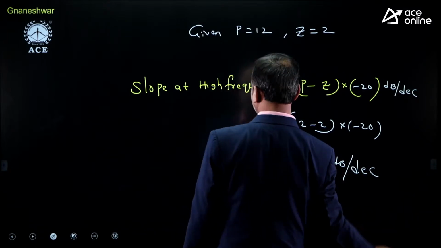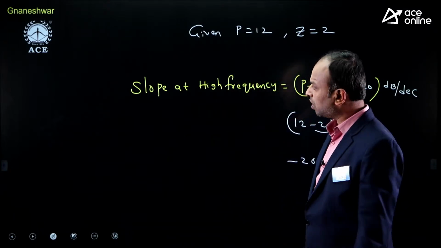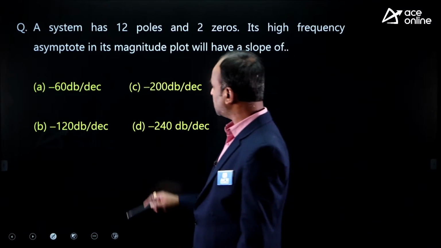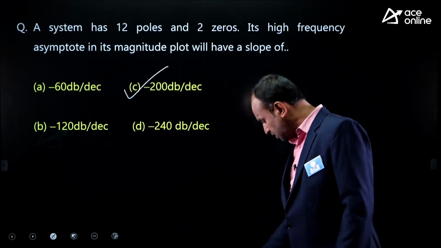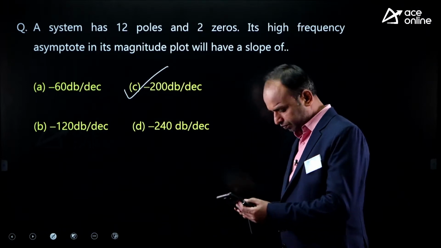This is a TSPSC question. Now, what is the answer here? Minus 200 dB per decade. Option C is the perfect answer. Correct.